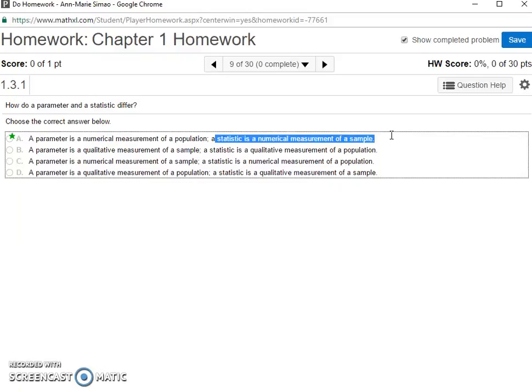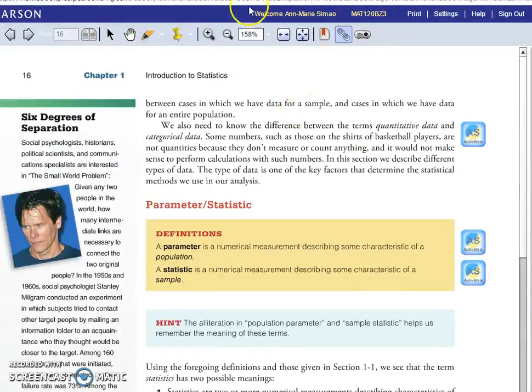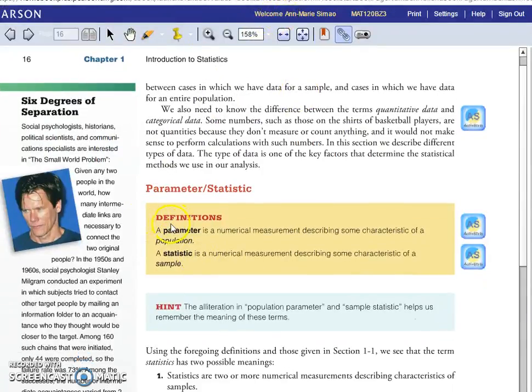A parameter is a numerical measurement of a population. Population is going to be what? The entire group. A statistic is a numerical measure of a sample. A sample is going to be a subset. Another time we're playing on that letter S. So here's another one. I went into question help and I clicked on textbook. And definition, I had to go forward one page.